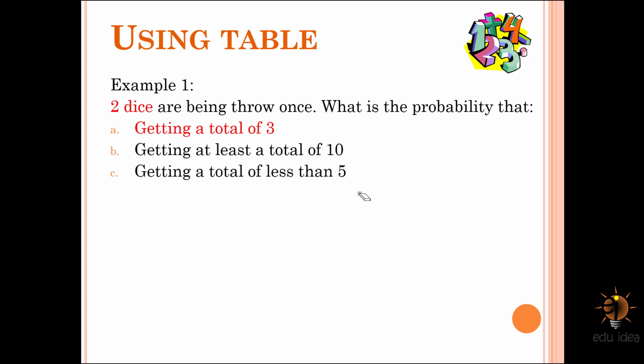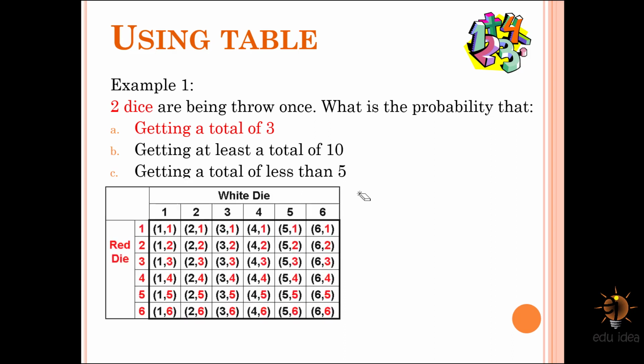Actually we can use a tree diagram, but for this one we're not going to, because you'll have a lot of branches. A normal die has 6 faces, so 6 branches, 1 2 3 4 5 6, and since we have 2 dice, the second die will have 6 branches for each branch of the first die. So you will have a lot of branches. Instead of using that, we can use a table. I'm going to show you the table.